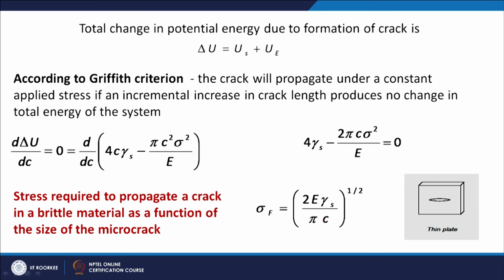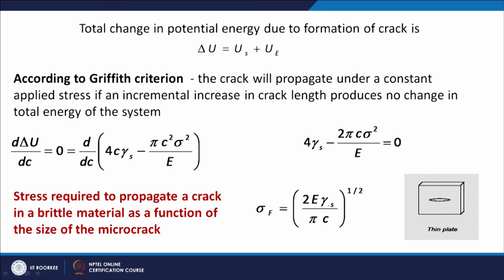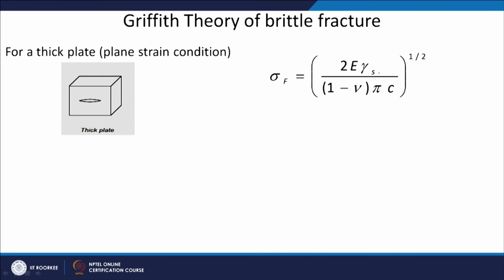So, if the crack is bigger, you will have a small fracture stress; the fracture will take place at a small stress. For a thick plate, plane strain condition, the equation will be something like this, a slight change from the previous condition. So, 2 E gamma s by (1 minus nu) pi c. There is an additional contribution of Poisson's ratio here, because we are considering a thick plate. So, thickness is more in this direction. It is a plane strain condition, and for that we consider the Poisson's ratio also.